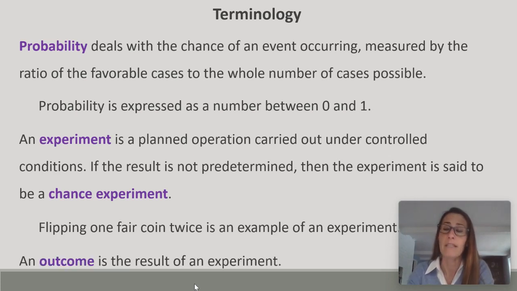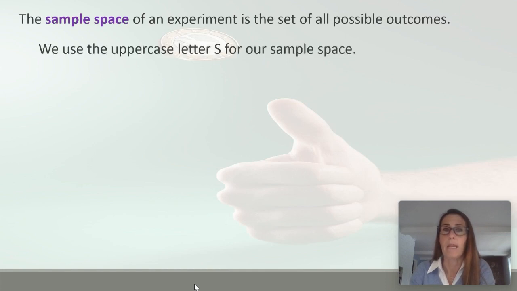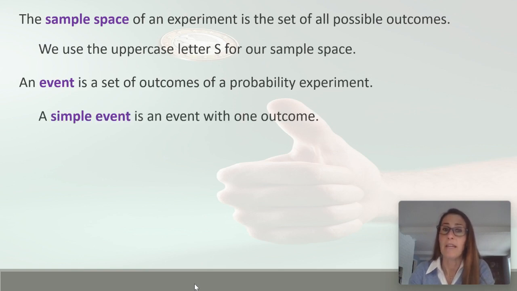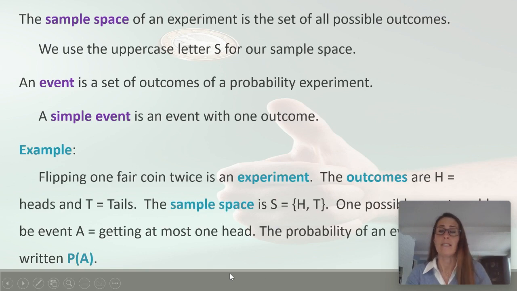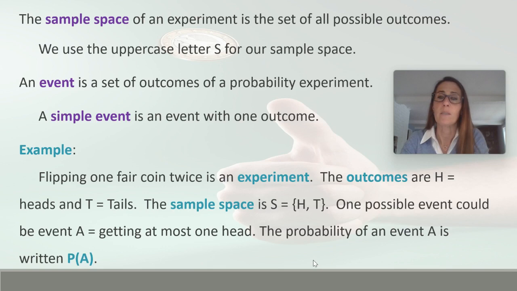And an outcome is the result of an experiment. The sample space of an experiment is the set of all possible outcomes. And we use the uppercase letter S to denote our sample space. An event is a set of outcomes of a probability experiment, and a simple event is an event with only one outcome. So an example, flipping one fair coin twice is an experiment.